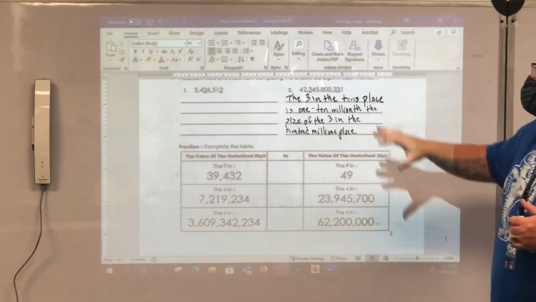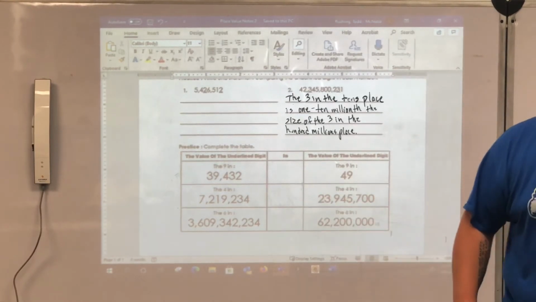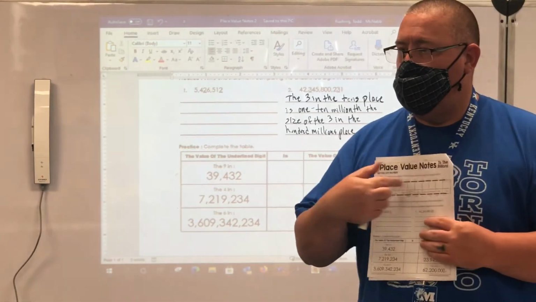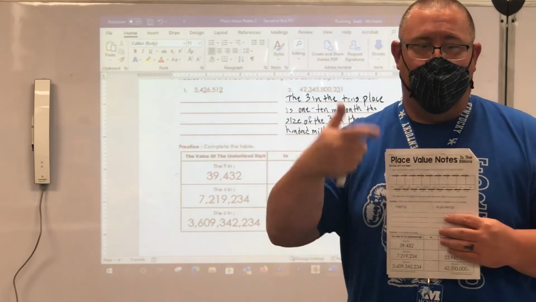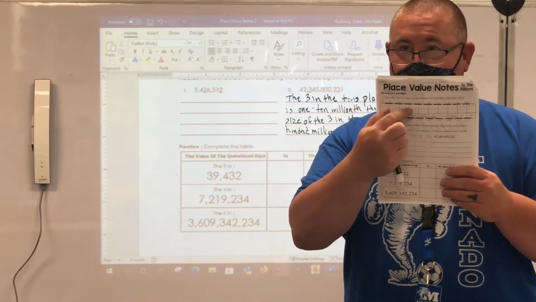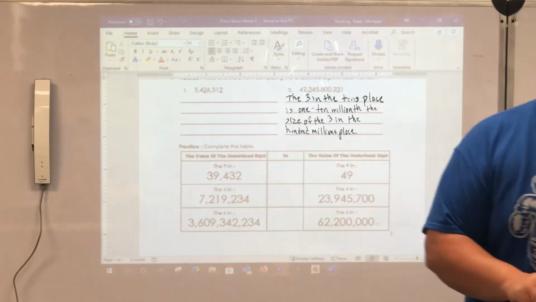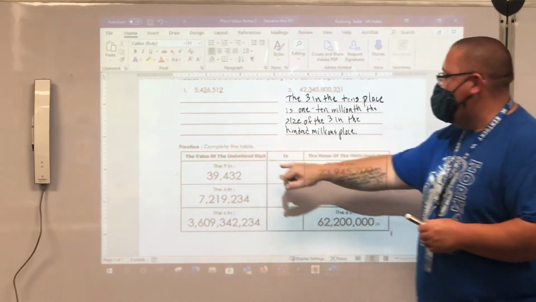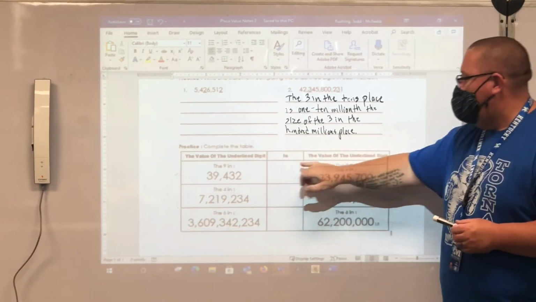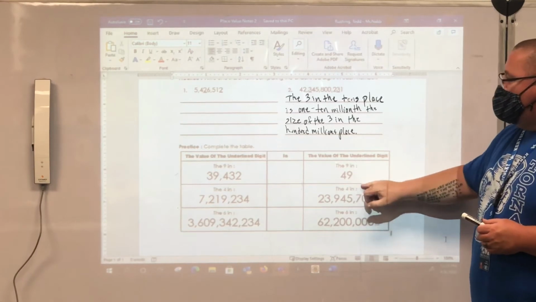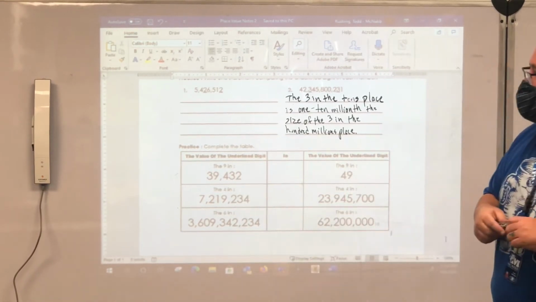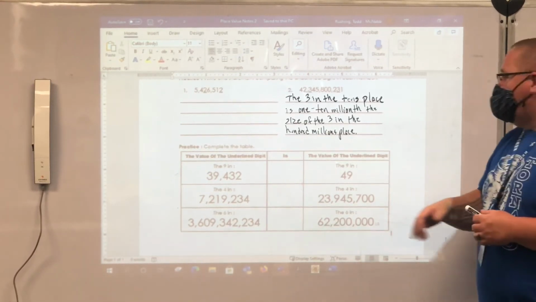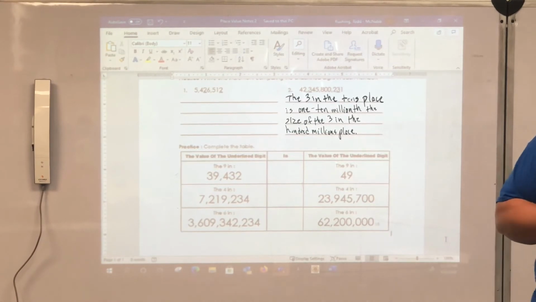So we're going to use what we just did to complete this bottom table. For those of you that are in here, we're going to be using this part at the top. For those of you watching at home, we're still going to use this up here at the top so we can follow along. We're first going to start with: the value of the underlined digit is blank. The 9 in 39,432 is what compared to the value of the 9 in 49?